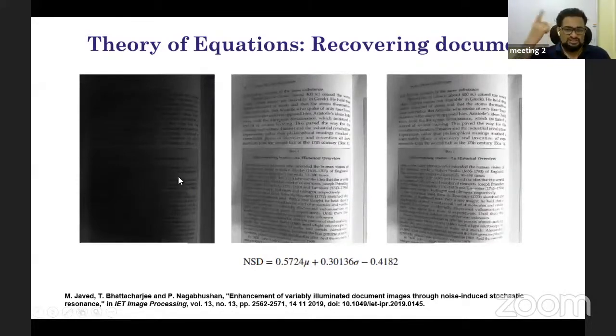Remember my previous example from the board, where you had to extract the equation and the reference image was available. In this case there is no reference image, no original copy of this book. So you need to design a technology to recover the document without a reference image. We use this equation to predict the amount of noise to be added. For a detailed explanation, you can go through this research paper of ours, published in 2019.